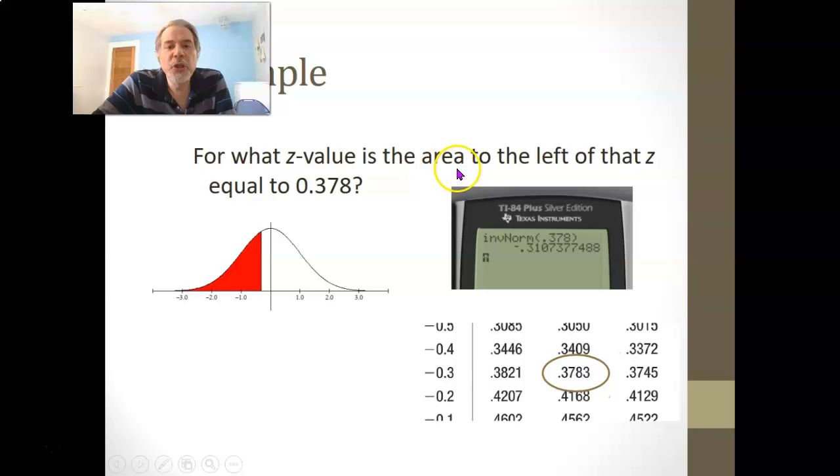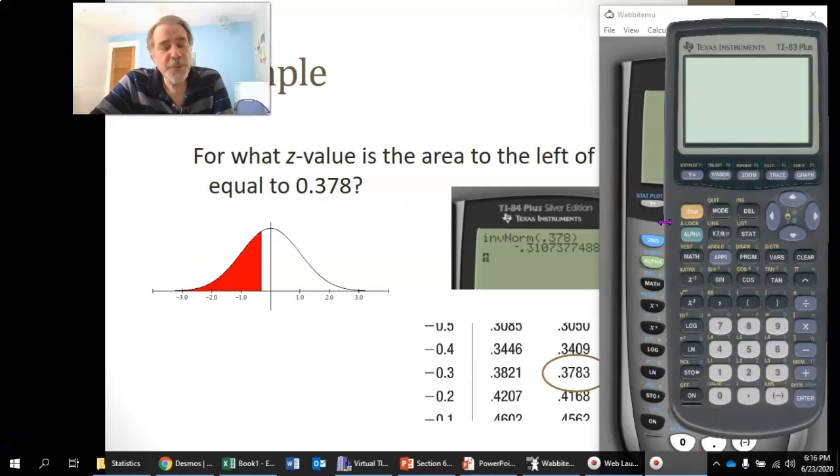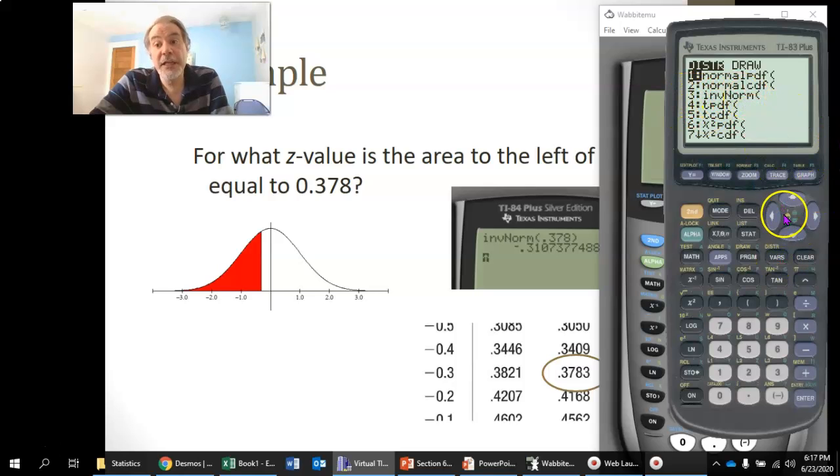For what z value is the area to the left of that z equal to 0.378? The graphing calculator function that we use for this is called inv_norm, which stands for the inverse normal distribution. So here's how we use that. Go to the distributions menu by pressing second and then the button that says DISTR above it. And what we want is number 3 on the list, inv_norm.